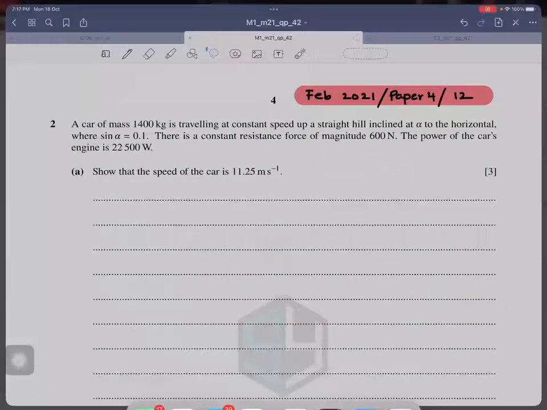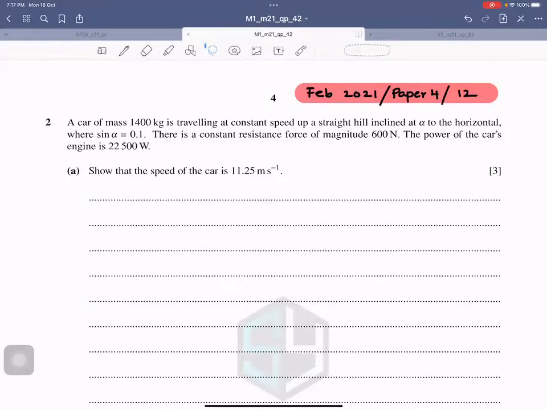Let's look at this question of February 2021. This is the second question. The question is about a car traveling. A car of mass 1400 kg is traveling at a constant speed up a hill inclined at an angle alpha to the horizontal, where sine alpha is such and such.